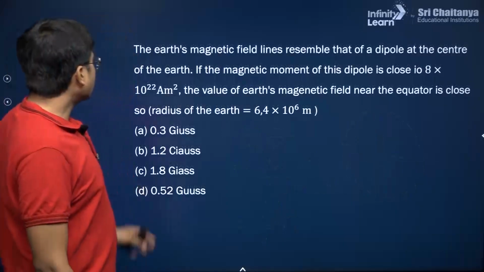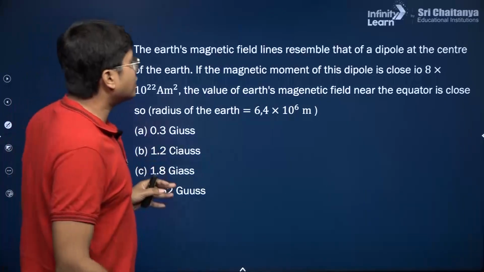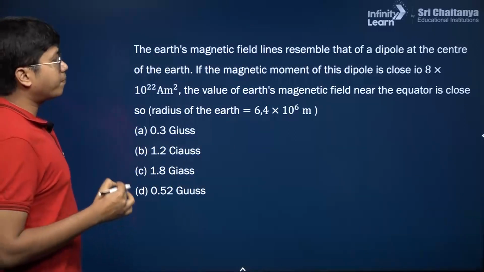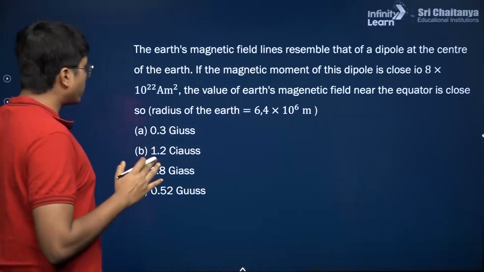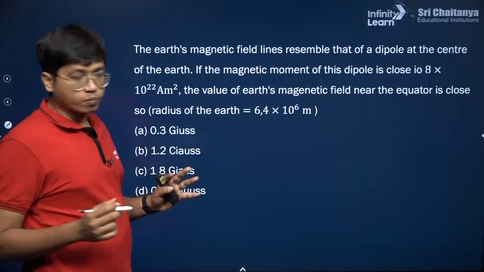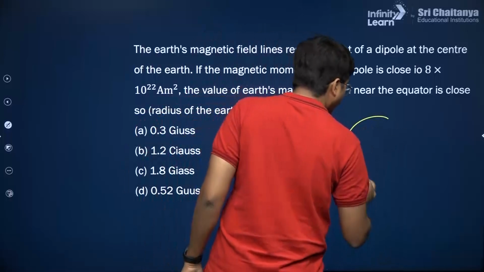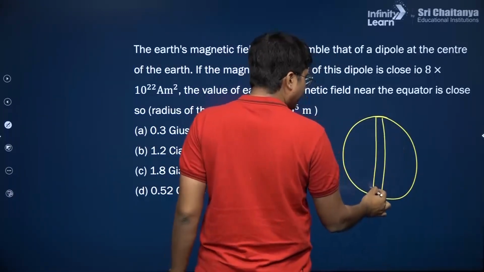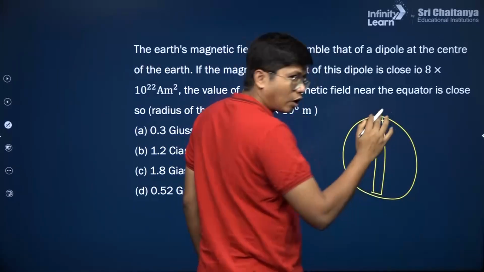Okay. The next question says that the Earth's magnetic field lines resemble that of a dipole at the center of the Earth. If the magnetic moment of this dipole is close to 8 into 10 to the power 22 ampere meter square, the value of Earth's magnetic field near the equator is close to. So we have the Earth over there, and because of its magnetic field, we can assume that there's a presumed magnet with the North Pole and the South Pole.